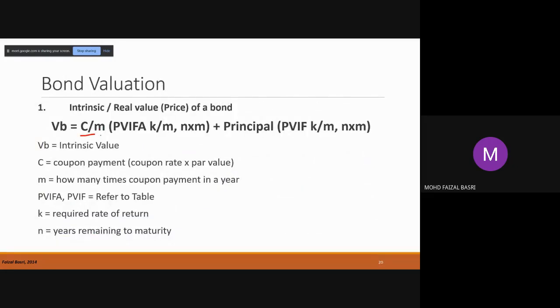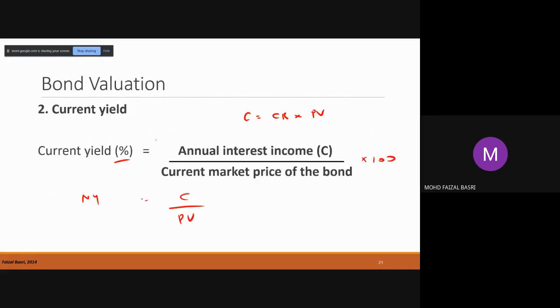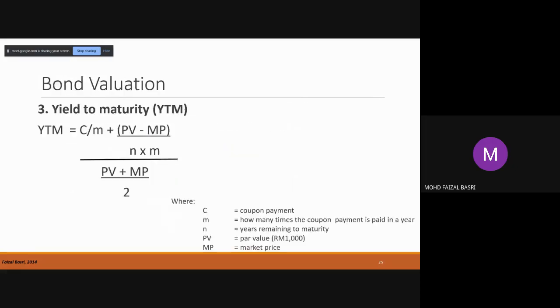The M is only applicable if it is anything other than annually. If it is semi-annually, then it takes effect. That is the purpose there. But otherwise, you can ignore the M there. So C is the coupon. Obviously, to get C, it is the coupon rate multiplied by the par value.